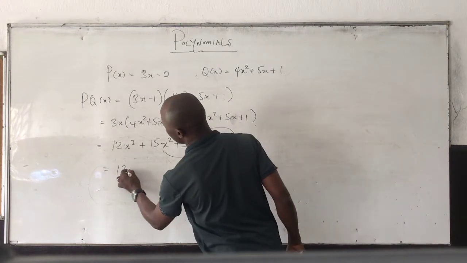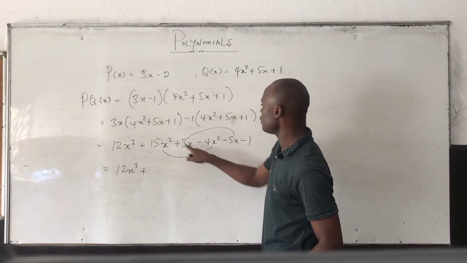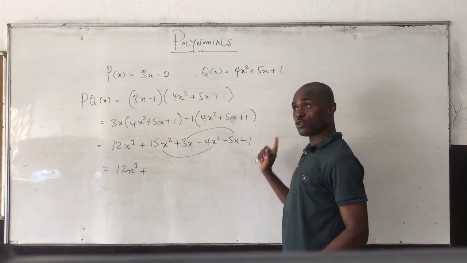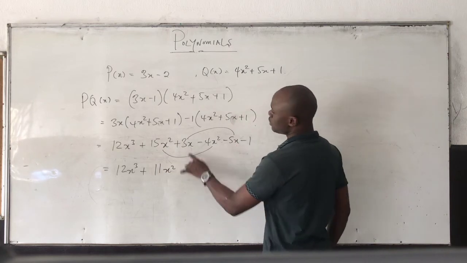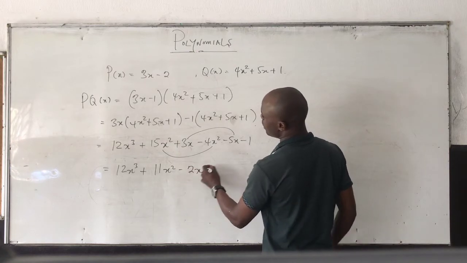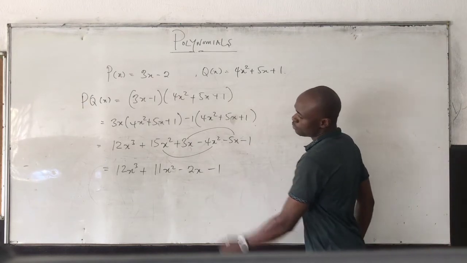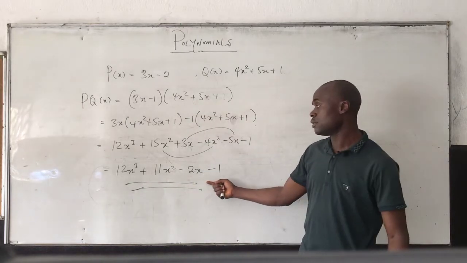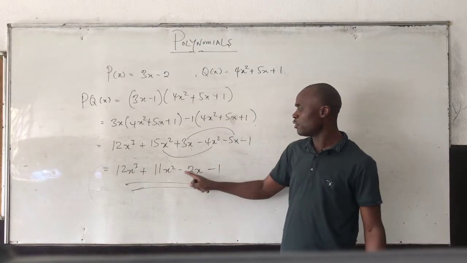And that will give us 12x cubed plus, so 15x squared now minus 4x squared. These are like terms. So 15x squared minus 4x squared, 15 minus 4 is 11x squared. And then 3 minus 5 is minus 2, so that's going to be minus 2x. And this is lonely here, no friend, so minus 1. And that is the answer. I can't go further than this because these are different terms. This is 12x cubed plus 11x squared minus 2x minus 1.